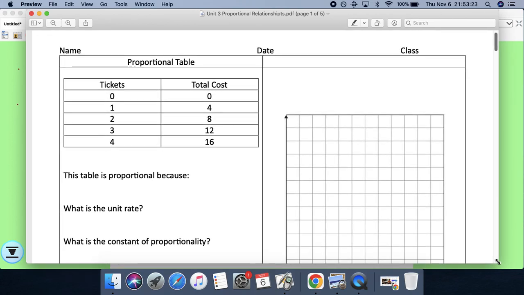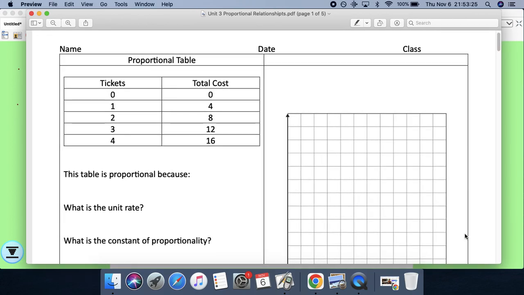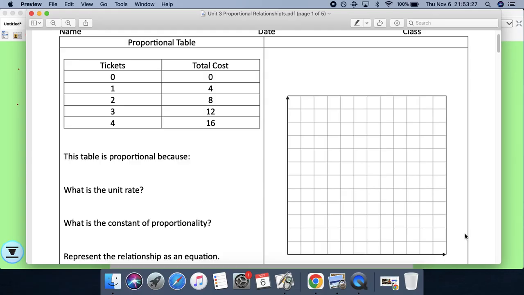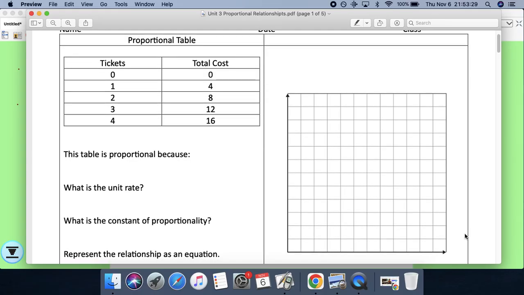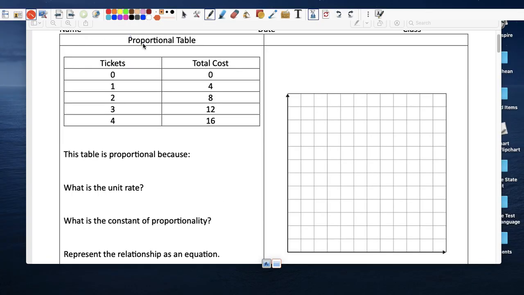Review, I guess. Nothing here is new, but we're reviewing what you learned in previous years before we get to Unit 3. So let me show you what a proportional table looks like. Here's a table of values, and this is my x, this is my y.